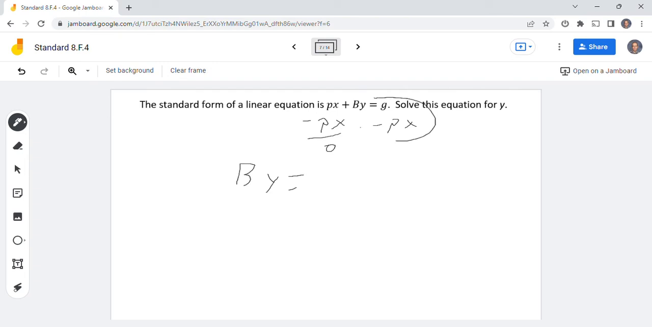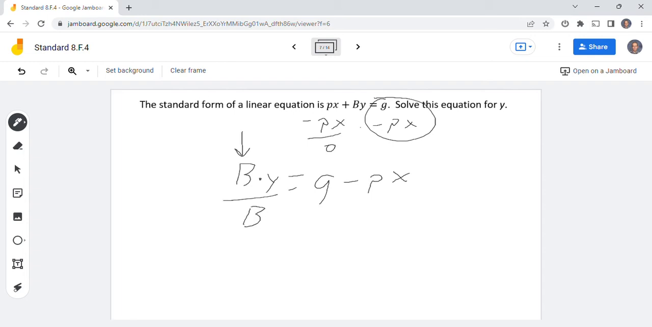And these are not like terms on the right-hand side, so we just leave them separate. We're going to have g minus px. It is okay that we can't combine those. All we have to do now is get rid of this b, and since it's being multiplied to the y, we can undo that with division. So we're going to divide by b.